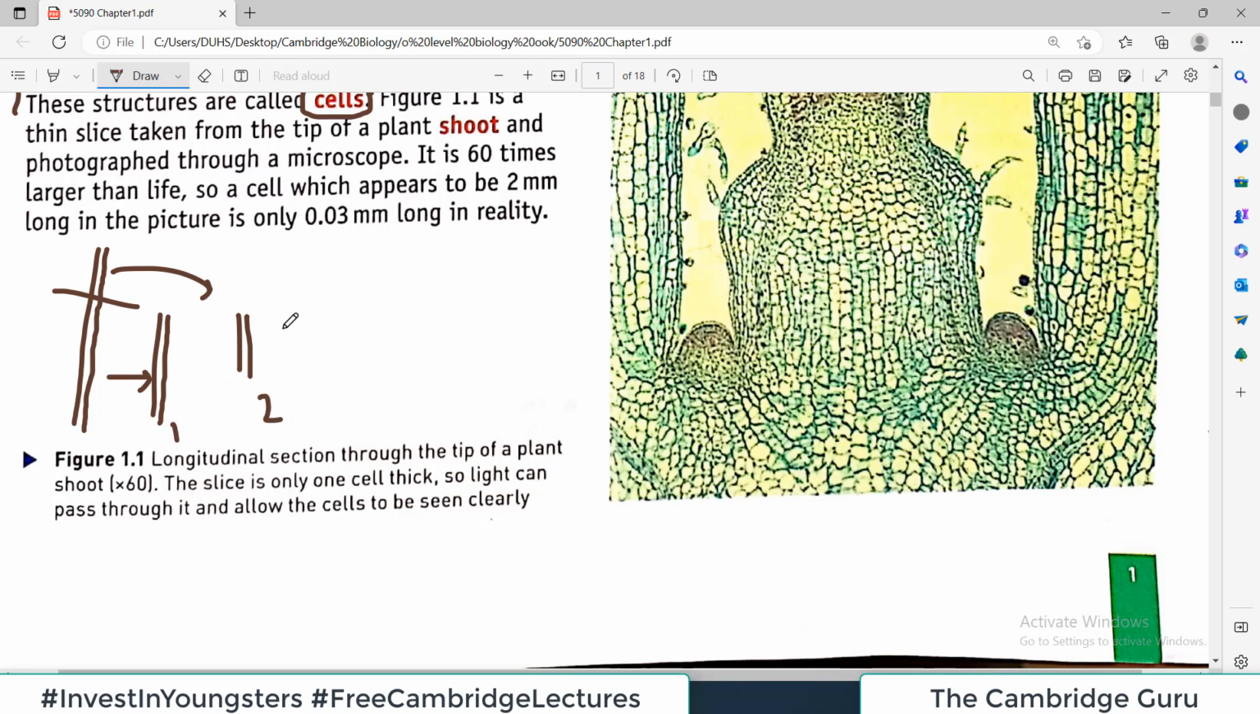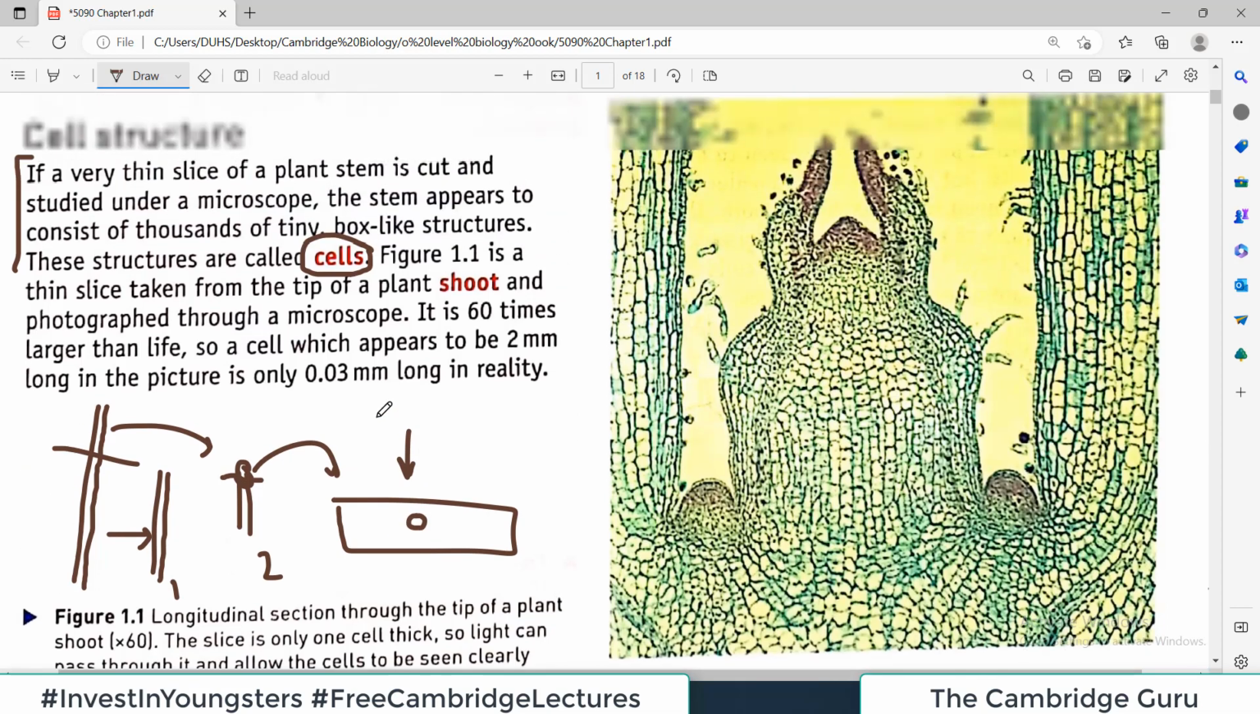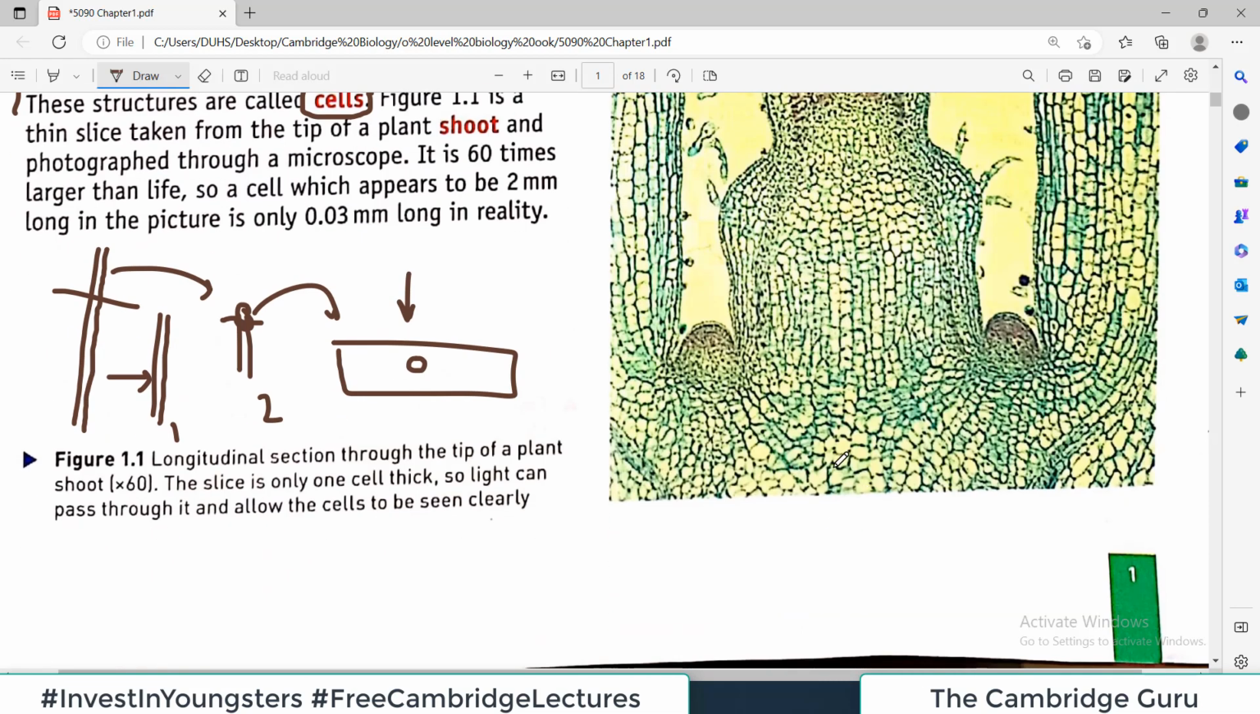Now you take the blade and make a very thin slice, and this thin slice, this upper bit, you take this and put it on a glass slide. This is a very thin slice from the stem. And now you see this glass slide under a microscope. So when you look at this thin slice under a microscope, this is something which you visualize.